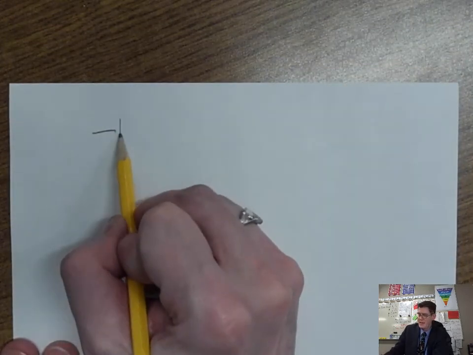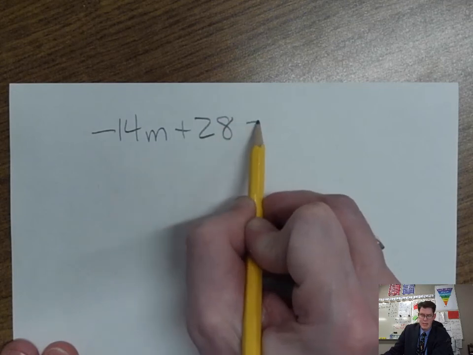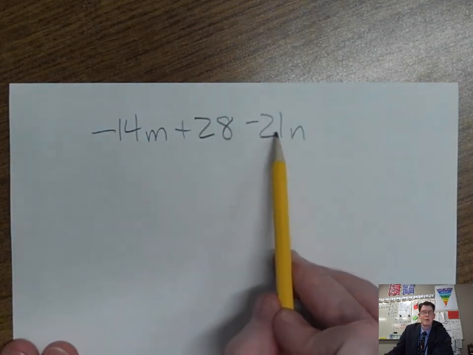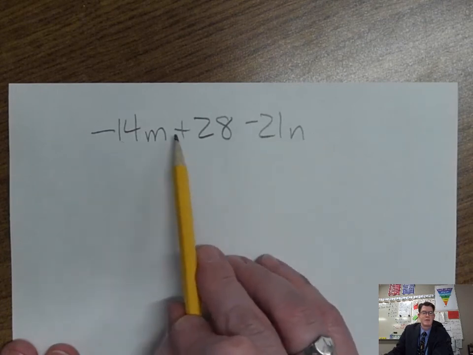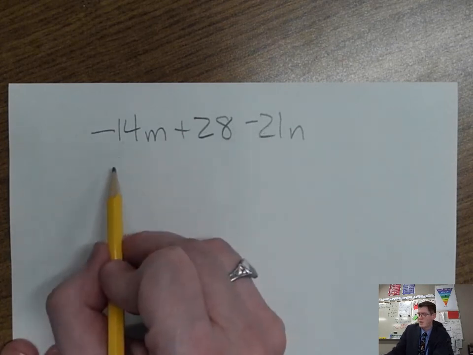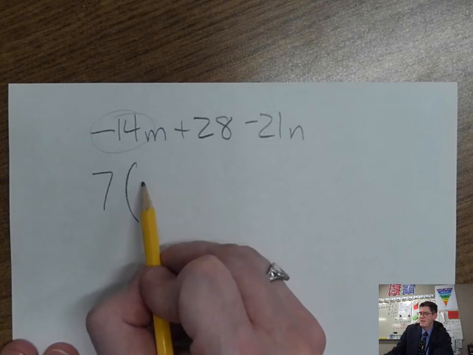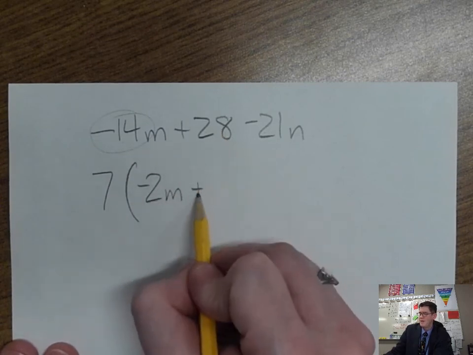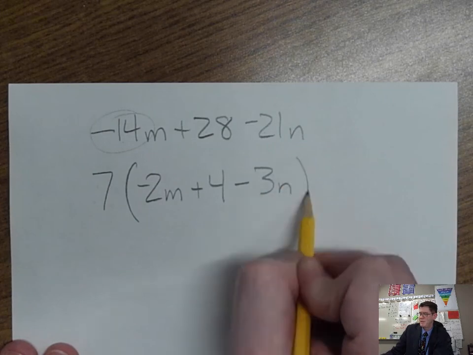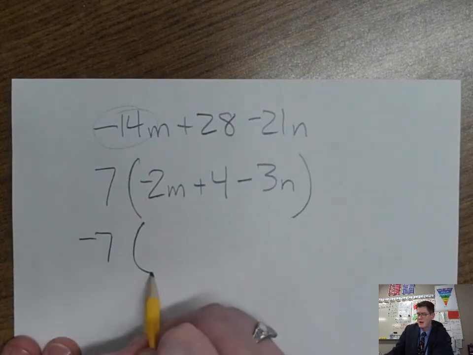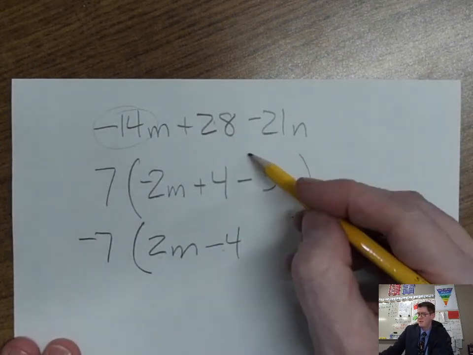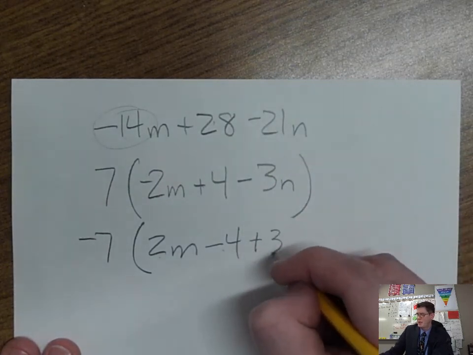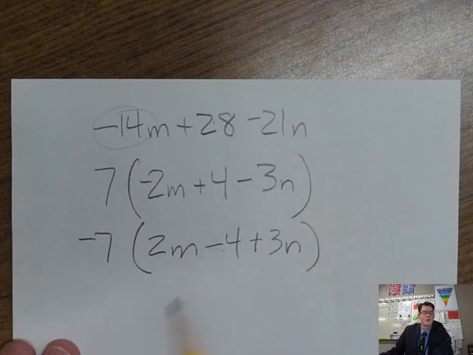And one last example, if you need, negative 14m plus 28 minus 21m. What's the biggest number that will go into all of those? And if you, again, use the times tables, 7 goes into each of those. When I divide that by 7, I get negative 2m. When I divide that by 7, I get 4, and divide that by 7, it's negative 3. Now, if you were thinking negative 7, that's all right. We can do that with negative 7 as well. So that leaves me with 2m minus 4. The signs are all different because I've taken the negative sign out, so it's plus 3m. Both of those can be considered a correct answer.